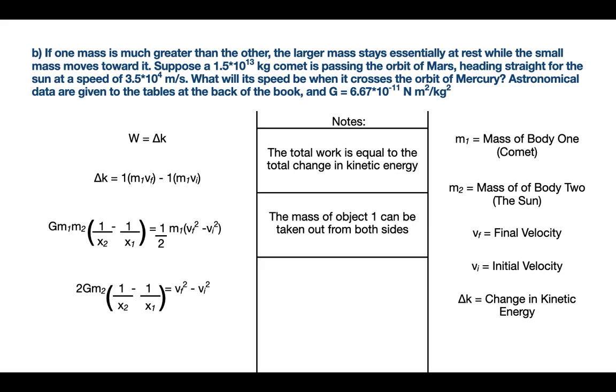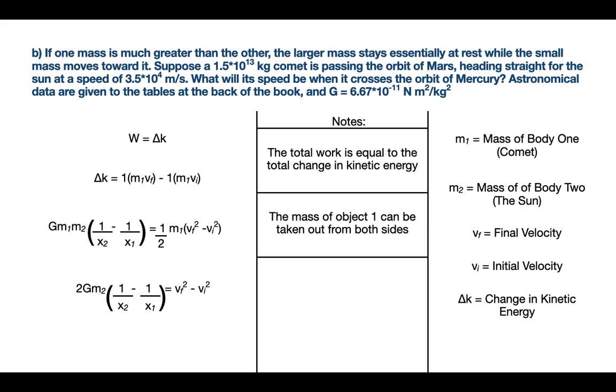If one mass is much greater than the other, the larger mass stays essentially at rest while the small mass moves toward it. Suppose a 1.5 times 10 to the 13 kilogram comet is passing the orbit of Mars, heading straight for the Sun at a speed of 3.5 times 10 to the 4 meters per second. What will its speed be when it crosses the orbit of Mercury? Astronomical data is given in the tables at the back of the book, and g equals 6.67 times 10 to the negative 11.